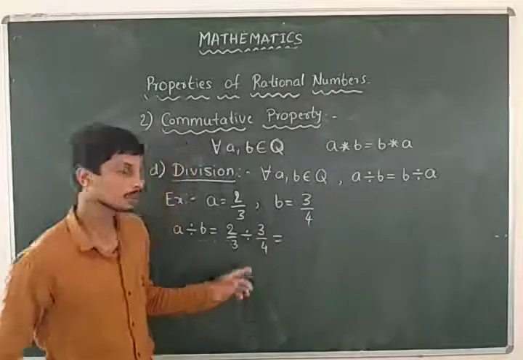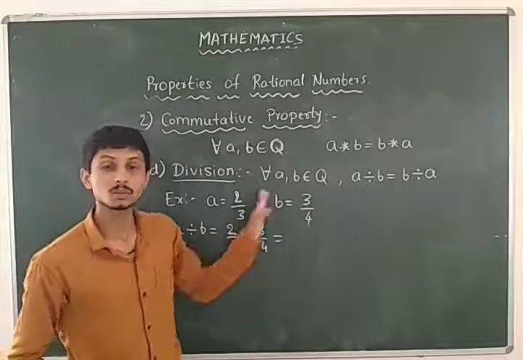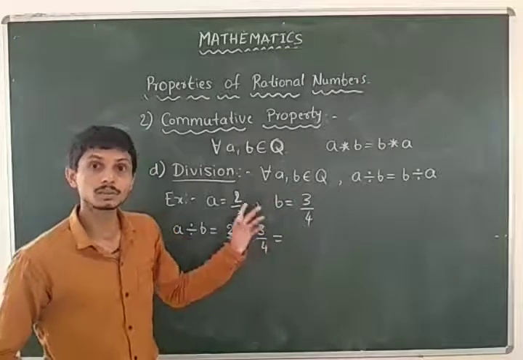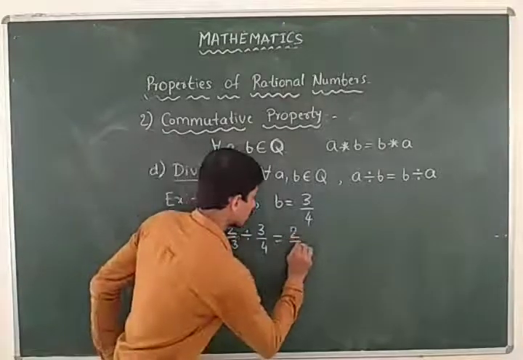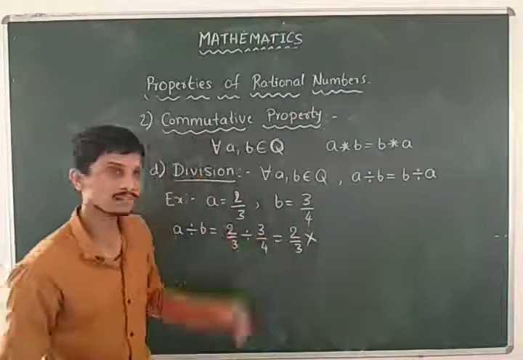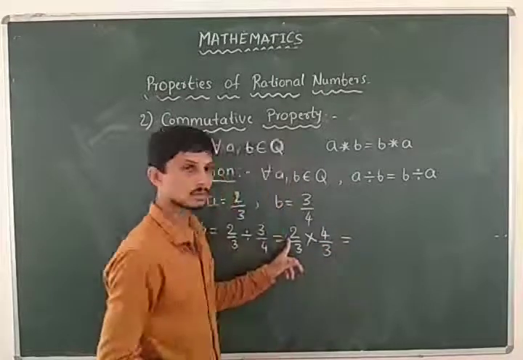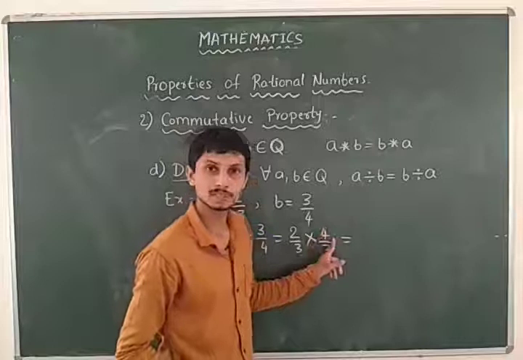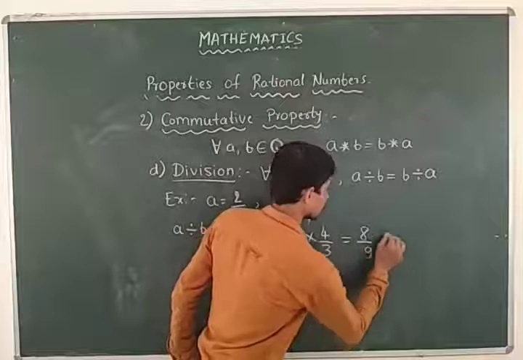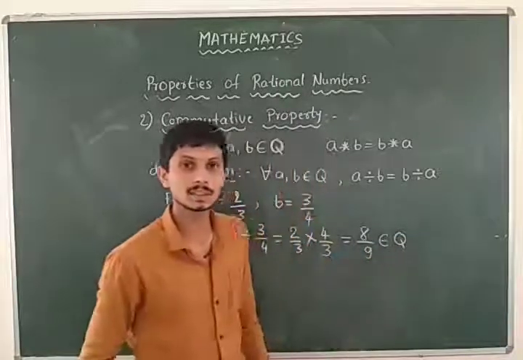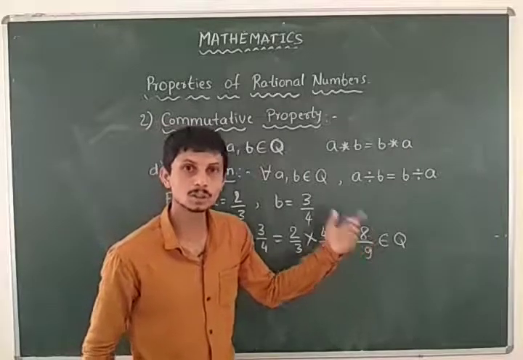So let us convert this division into multiplication. You already knew that from the closure property. Here just invert the second fraction. For multiplication we have to multiply numerator into numerator and denominator into denominator. We get 8 by 9. It belongs to the rational number set. It is in the form of p by q, where p and q are integers and q is not equal to 0.